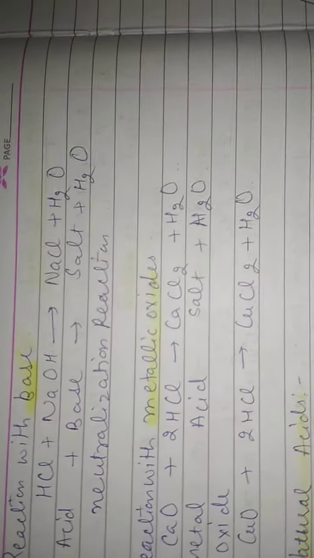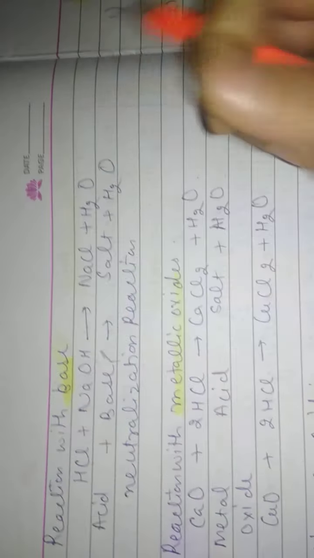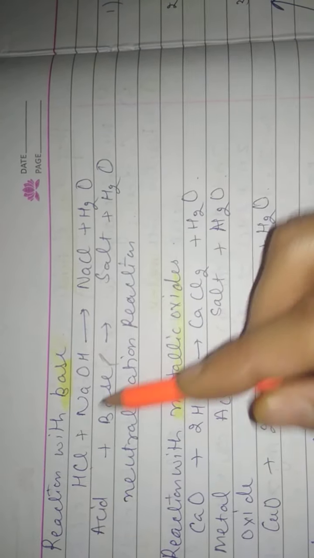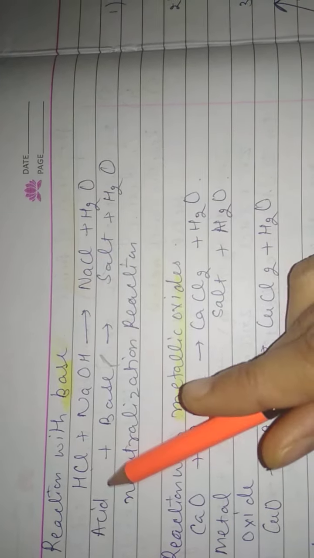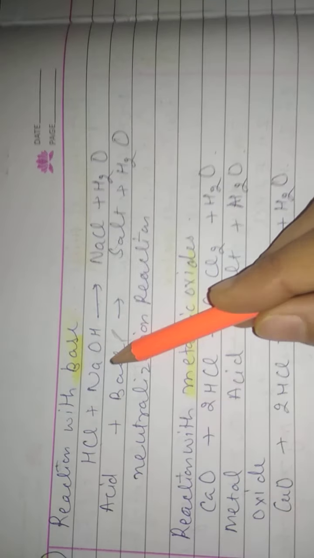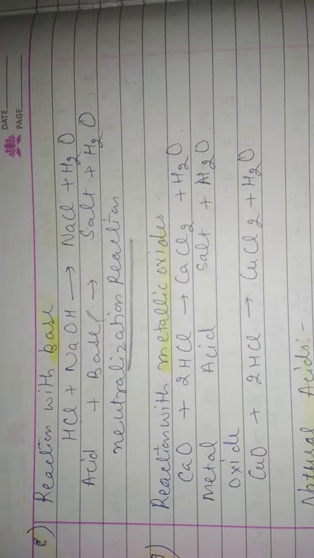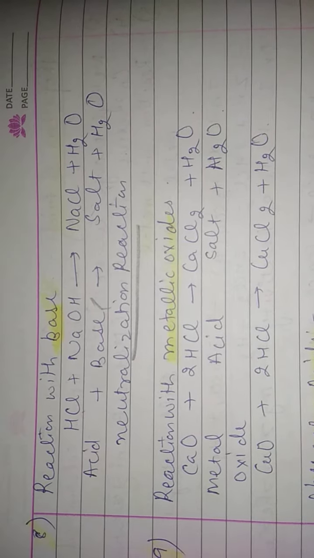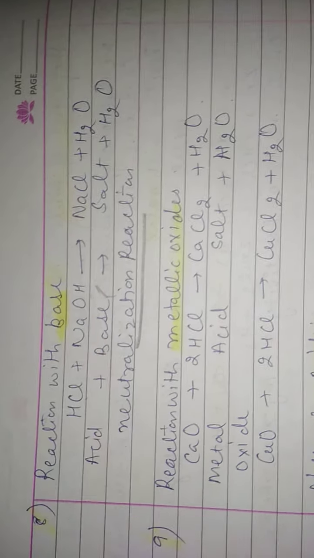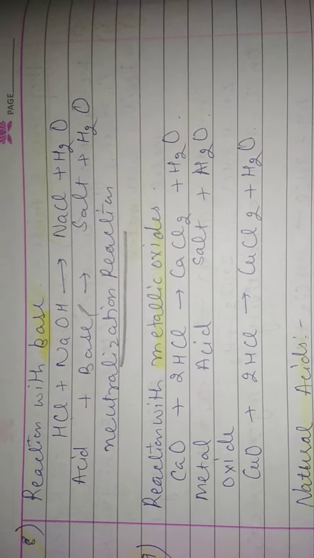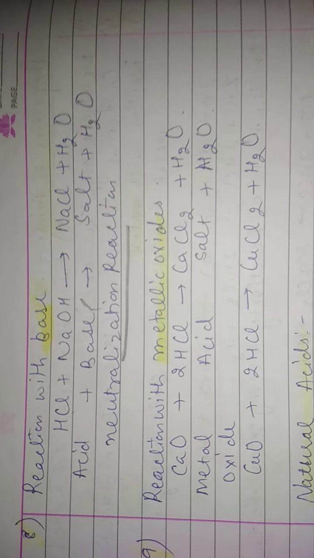And the reactions with base. Any acid when it reacts with the base forms the salt. Acid plus base forms the salt. Like hydrogen chloride reacts with sodium hydroxide to form sodium chloride and water. This is known as a neutralization reaction. Now what do you mean by neutralization reaction? Neutralization reaction is a reaction in which acid and base combine together to form salt and water.